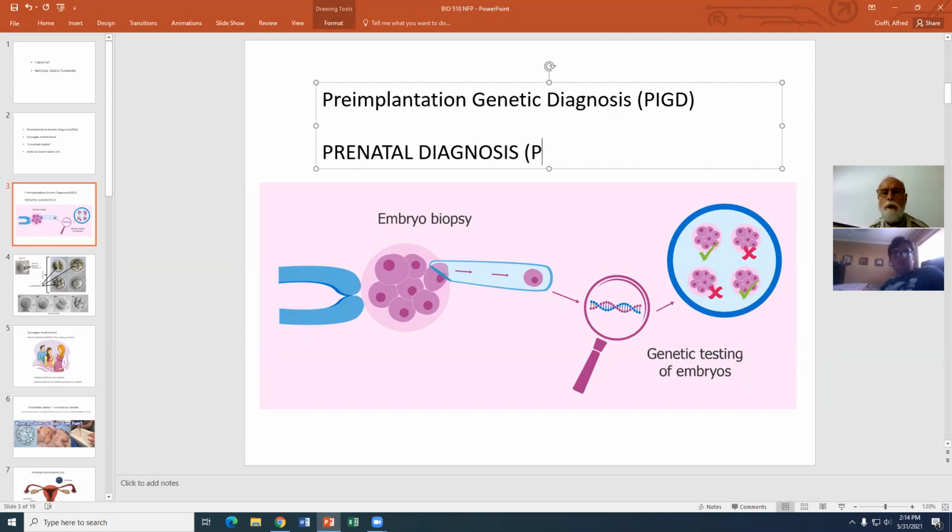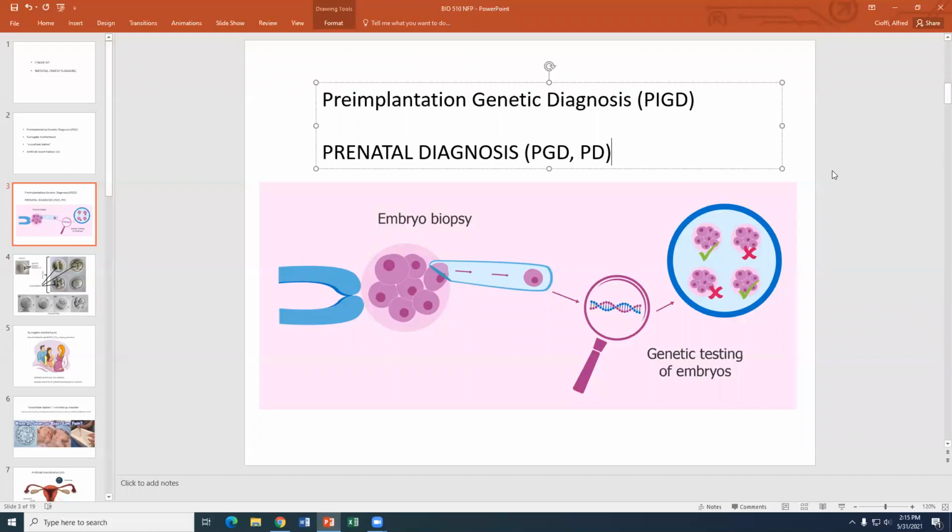All right, and that's called PGD, or sometimes you see it as PD, right? Which is different because in prenatal diagnosis, the embryo is already growing in the womb of the mother, and it can be done at various stages of development. Here things are like amniocentesis or chorionic villi sampling, right? Those are types of prenatal diagnosis. It's more general, but it's different.